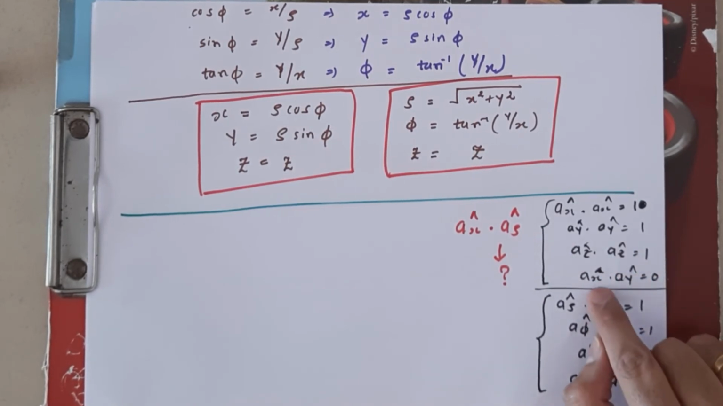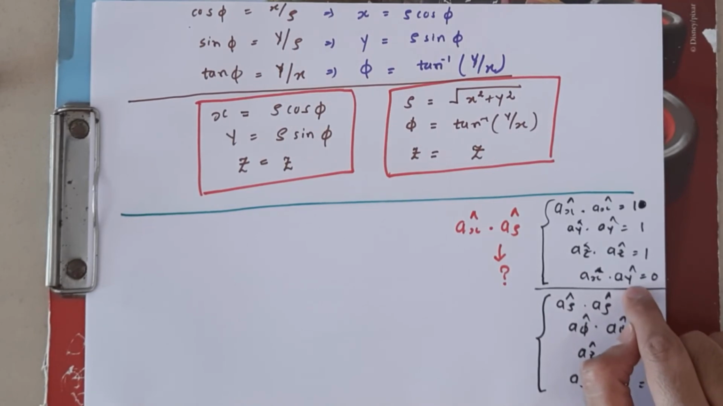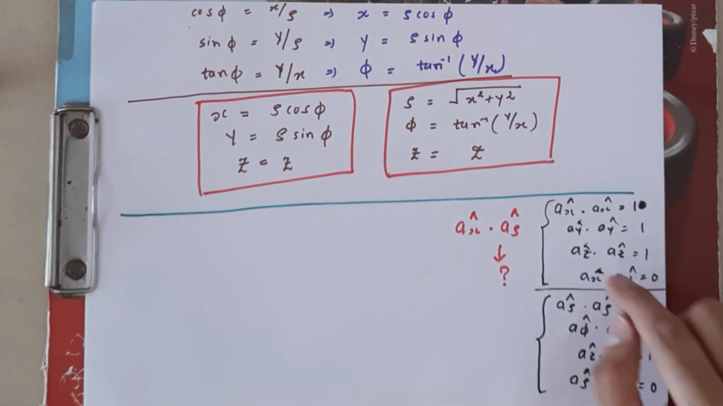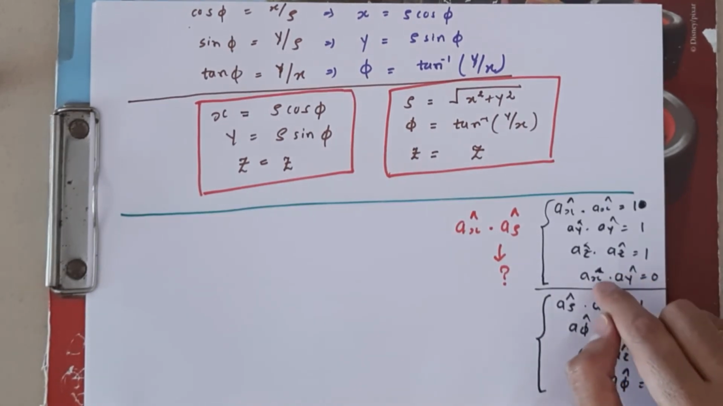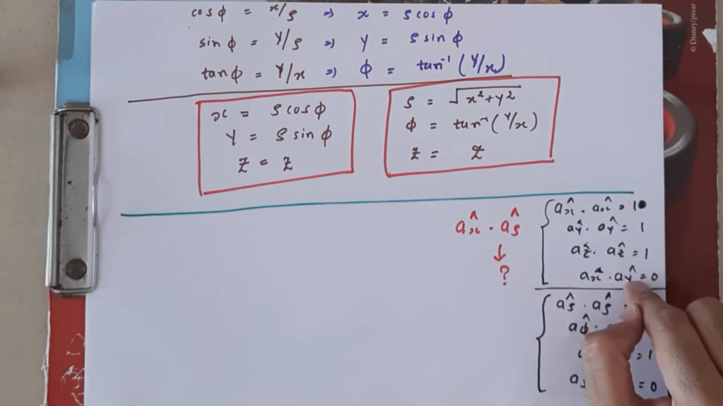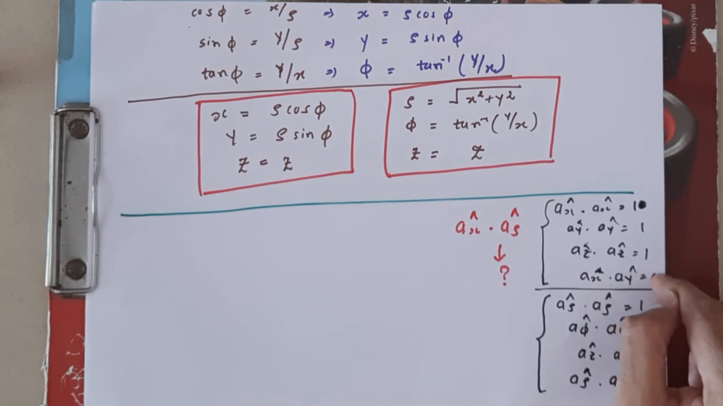Why is it 0? Because here x and y both are variables of the rectangular coordinate system, or Cartesian coordinate system. See here, rectangular and Cartesian are the same thing. The rectangular coordinate system is also known as the Cartesian coordinate system. Sometimes I have to call it Cartesian, sometimes rectangular, so don't be confused about it. So a_x dot a_y is equal to 0, because x and y both are variables for the Cartesian coordinate system.